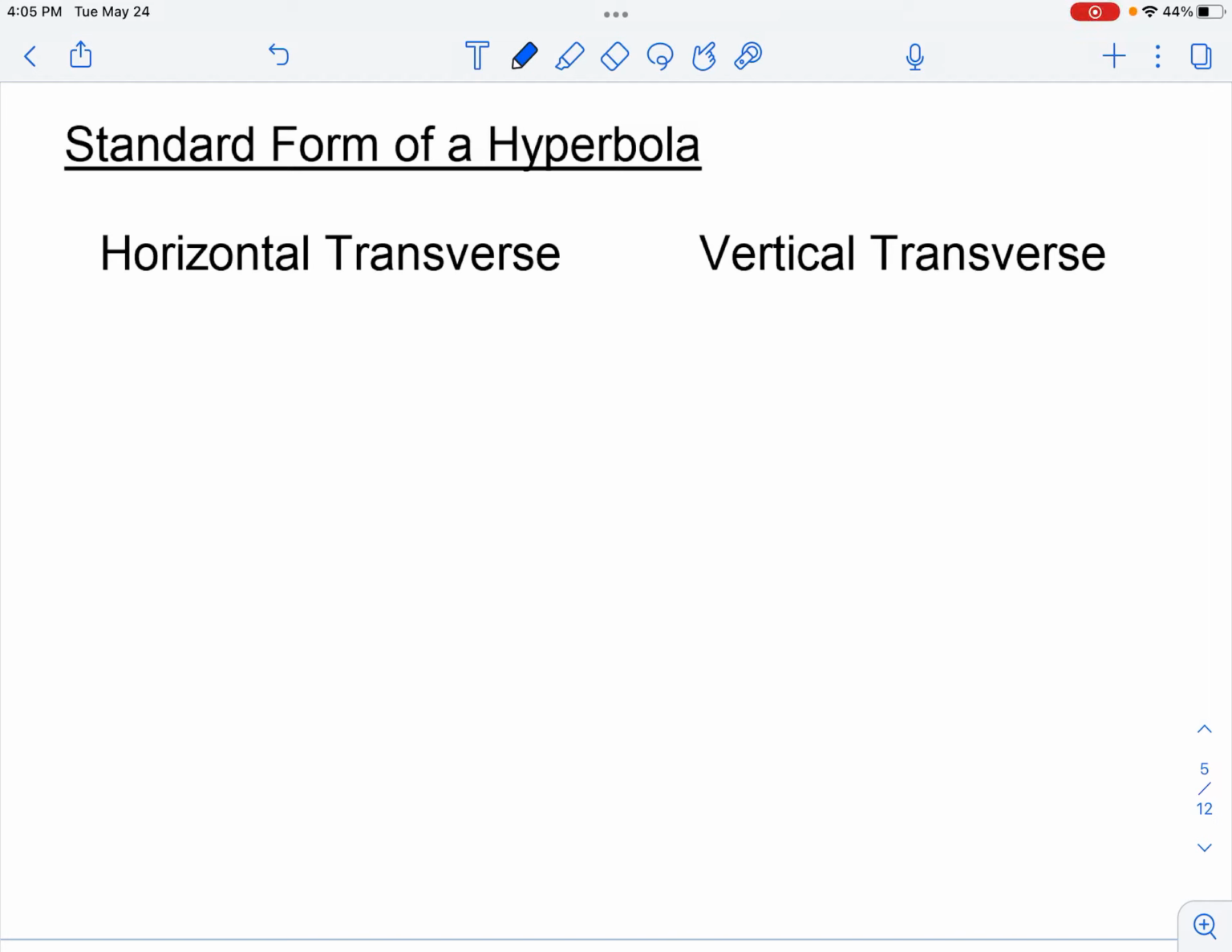Okay, so we need to take a look at how we know what a hyperbola looks like in equation form, and also how to figure out which way it's going to go. First and foremost, we need to identify the horizontal transverse axis versus a vertical transverse axis. A horizontal transverse axis will look like this, where the hyperbola goes off to the left and off to the right. So that's what the graph will look like when there is a horizontal transverse axis.